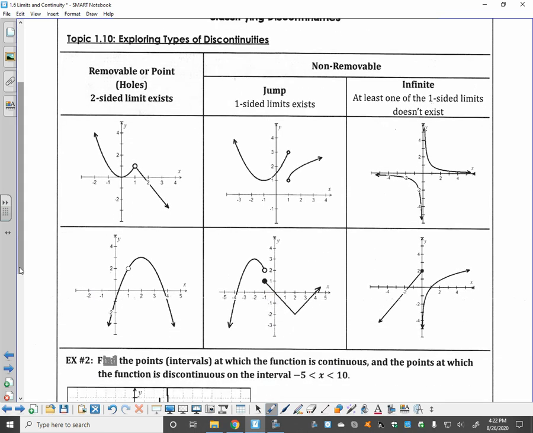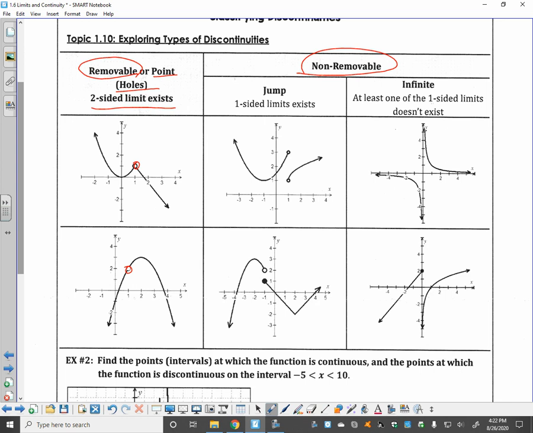So I have removable and non-removable. Removable is a point. It's a hole. It has a two-sided limit that exists. It just has a hole in the middle of the road. That is a removable or a point discontinuity. It is super self-explanatory. This has a removable discontinuity at x equals 1. This has a removable discontinuity at x equals 1. The limit exists from both sides, both headed to the same place. However, when you get there, there's nothing there.